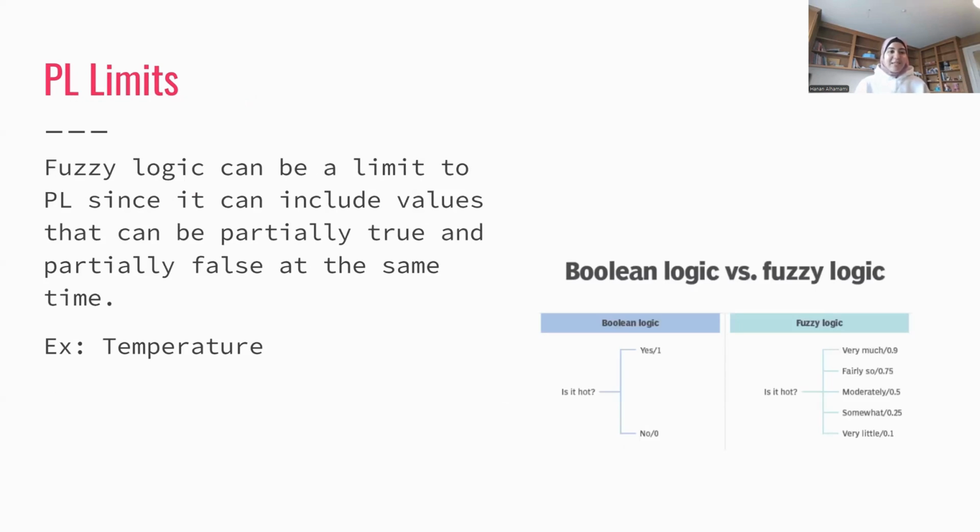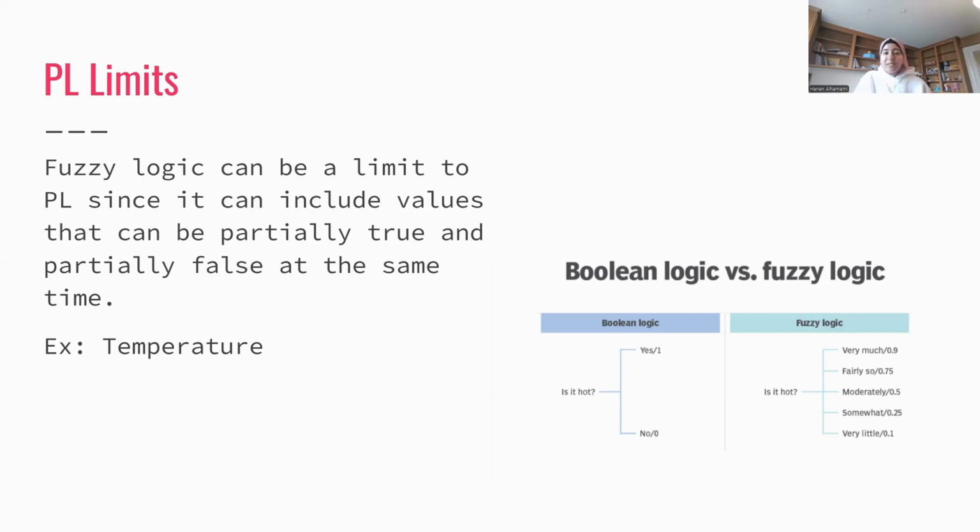And I think this is my last slide. Fuzzy logic can be a limit to PL because it can include values that can be partially false and partially true at the same time. It's not a hard true or hard false like in PL. And an example would be temperature.